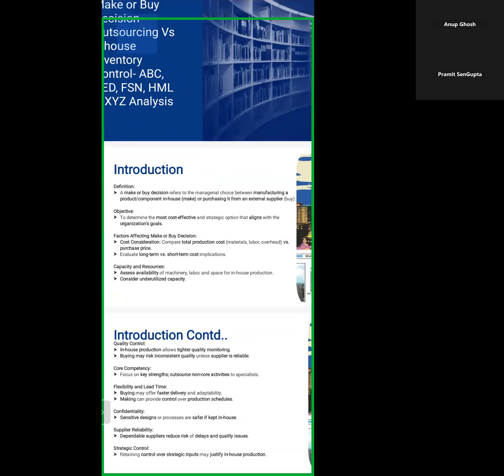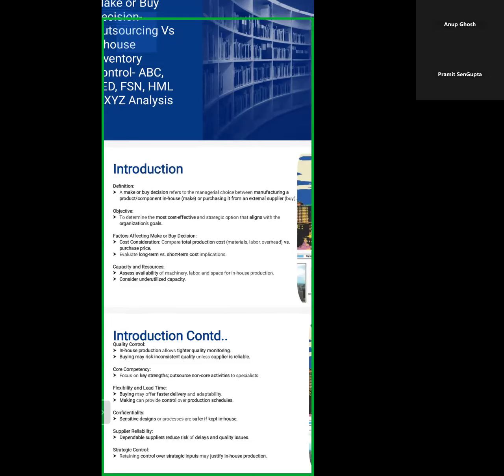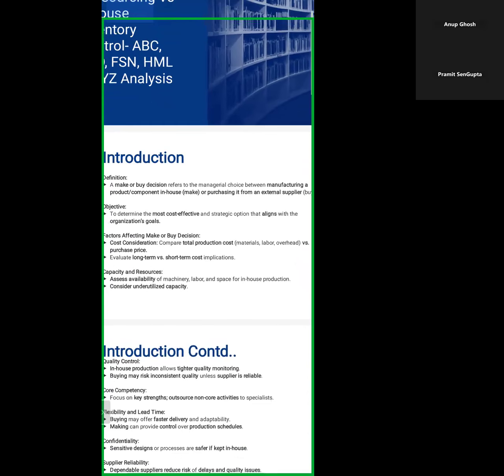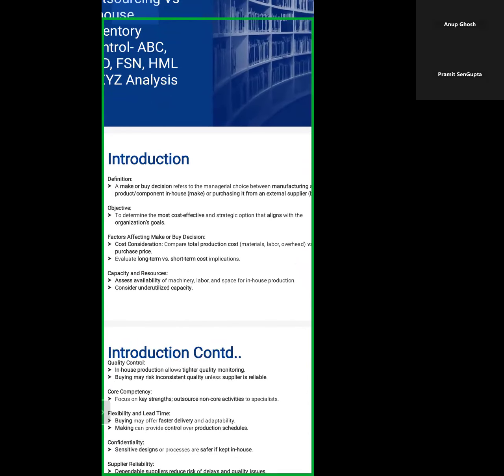Make or buy decision is basically a choice between manufacturing a product in-house, compared to purchasing from external resources. Now, this decision revolves around one basic objective. As we can see on our screen, it is based on cost effectiveness. That is the primary objective of this make or buy decision. Now, it is aligned with the organizational goals, policies, and budgets, so it varies.